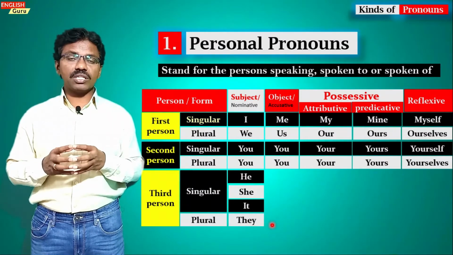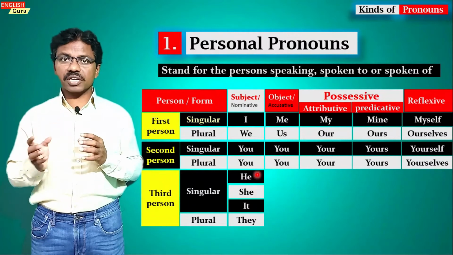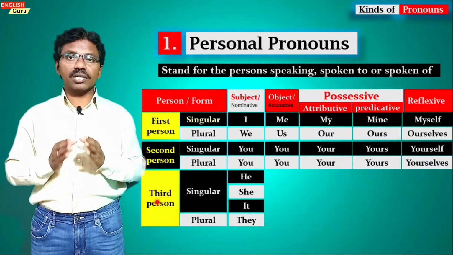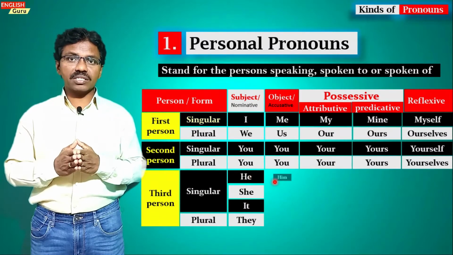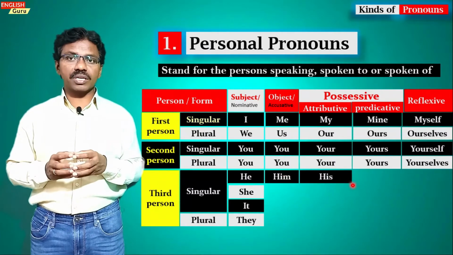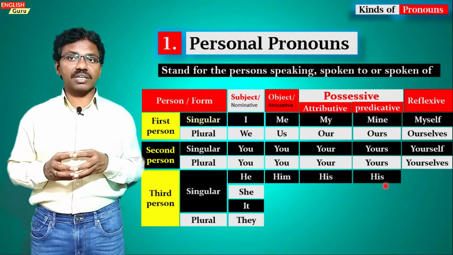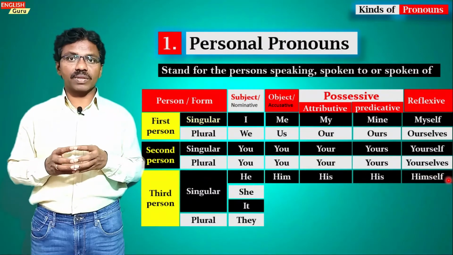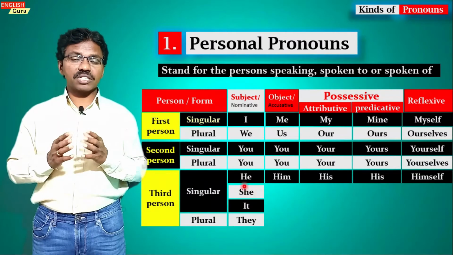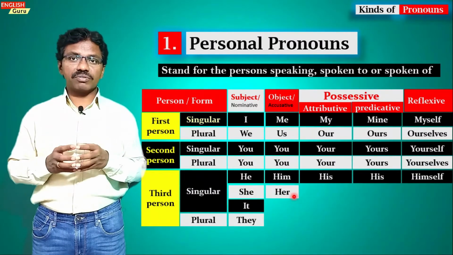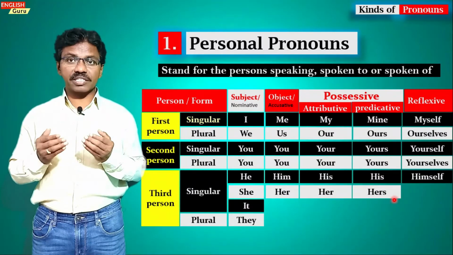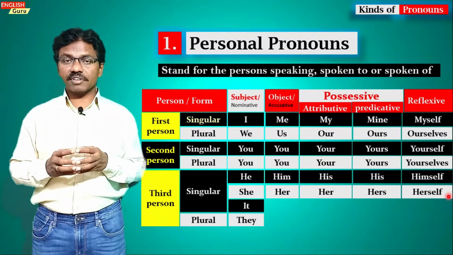Let us try to see how the pronouns will change according to the form. For example, if you take third person singular he, it is a subjective case, him objective case, his possessive attributive case, his possessive predicative case, himself is a reflexive pronoun. And the second one, third person singular, she, that is subjective case, her objective case, her possessive attributive case, and hers possessive predicative case, and herself is a reflexive pronoun.